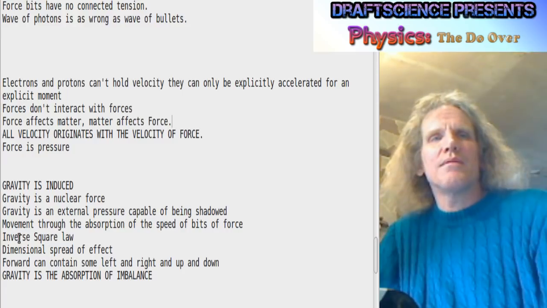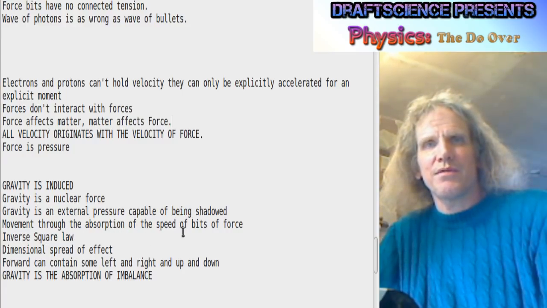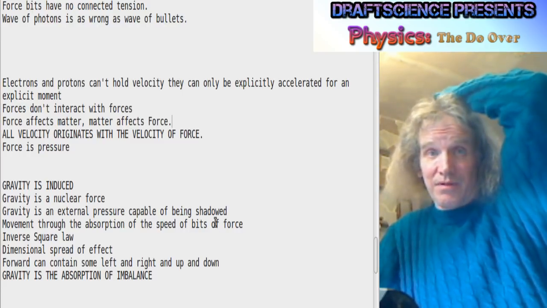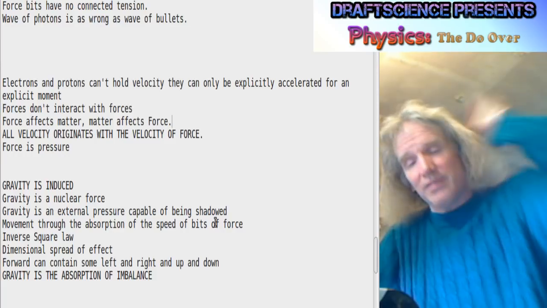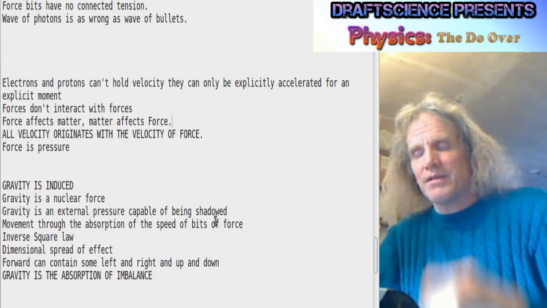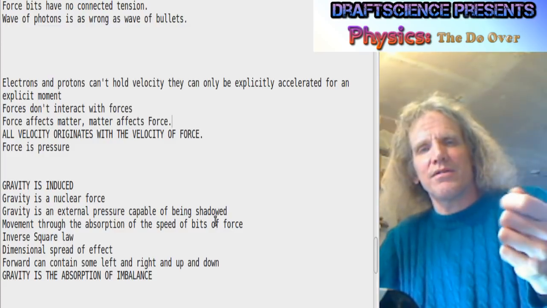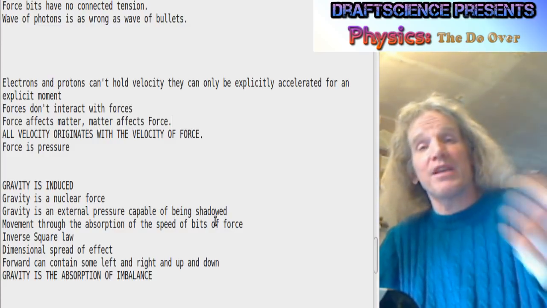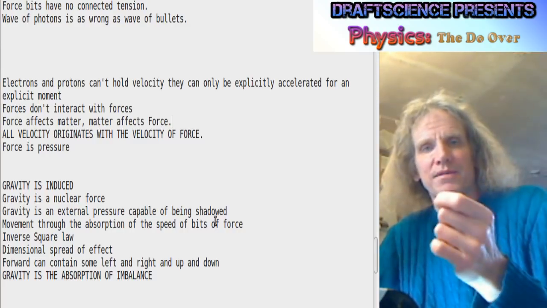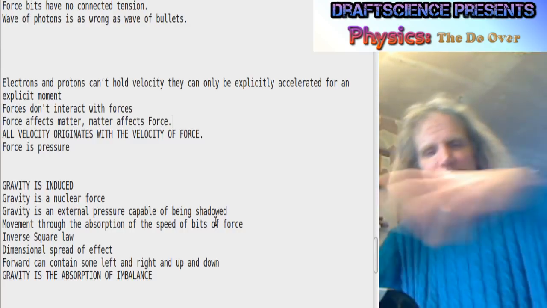So anyway, force affects matter, matter affects force. Okay, all velocity originates with the velocity of force. So that's a big one in this whole story, is the speed of force is the speed really of everything, because everything is all the communication. The forces all move at the speed of light. When they communicate to a piece of matter, they communicate with a little burst at the speed of light, and then that speed has to be spread over them.